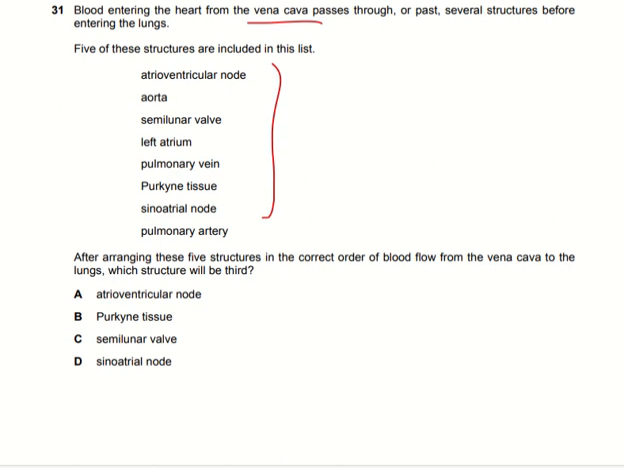After arranging these five structures in the correct order of the blood flow from the vena cava to the lungs, what structure will be the third? So first of all, from the vena cava the blood will enter the pulmonary vein, then the atrioventricular node, and then the Purkinje tissues. So at the third number, Purkinje tissues will appear. So option B here is the right answer.